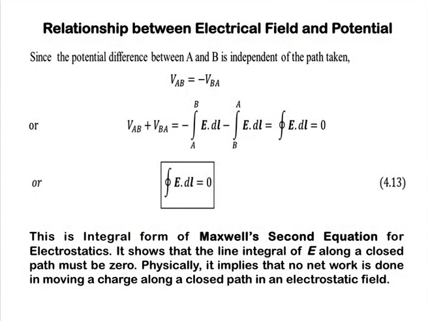Relationship between electric field and potential. Since the potential difference between A and B is independent of the path taken, VAB is equal to minus VBA. If we add these two, VAB plus VBA gives us minus integral of E dot dl from A to B minus integral from B to A of E dot dl, and it would result in the integral of E dot dl for the closed path, and its value is 0. Therefore, the closed path integral of E dot dl is equal to 0.